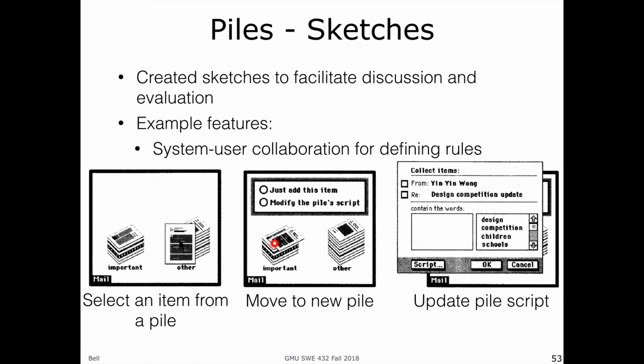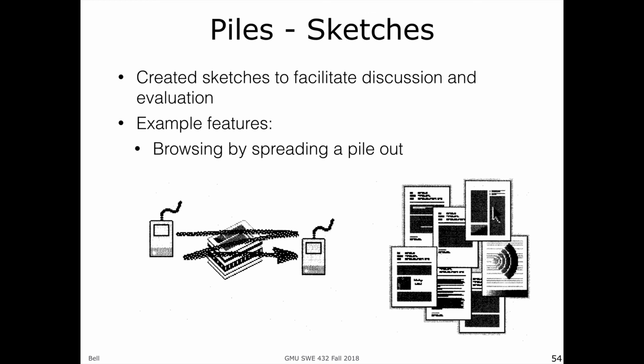And because we're doing that, and I've got these two system-created piles, we're showing that the system is going to give this suggestion here of, do you want to just add this item from other to important, or do you want to change how we define this important category so that it happens automatically in the future? And then we show what the interaction might look like if we selected to update the pile script.